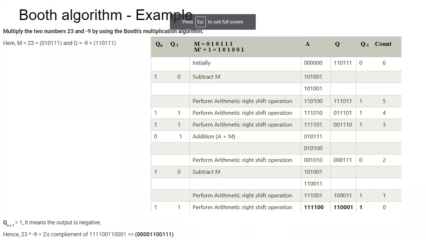Here is another example. Sorry. There is another example: 23 into minus 9. The 23 equivalent is this, and minus 9, this plus 9 means it is 001001. When you find the 2's complement of this, you will get this. So directly we have written the 2's complement.